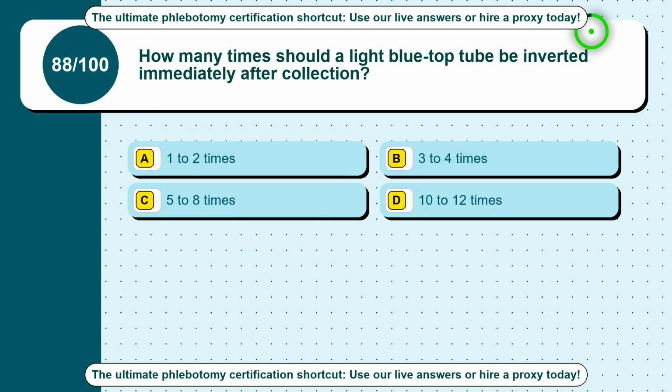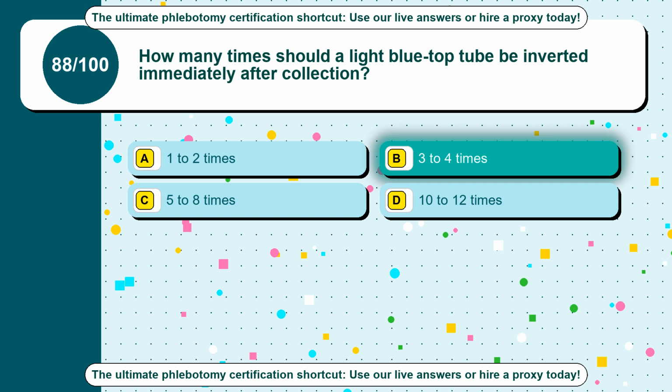Question 88. How many times should a light blue top tube be inverted immediately after collection? Option A. 1 to 2 times. Option B. 3 to 4 times. Option C. 5 to 8 times. Option D. 10 to 12 times. The correct answer is option B.